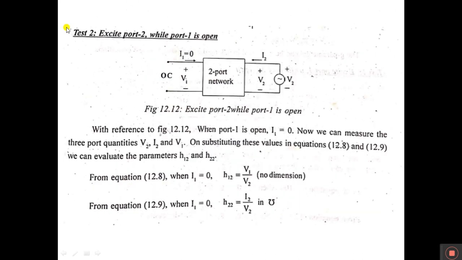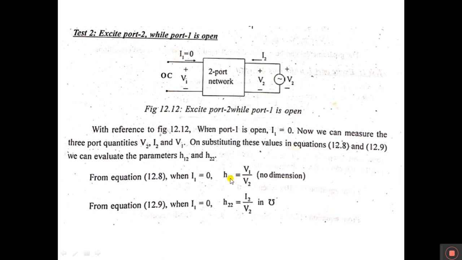Next case, to excite port 2. So now I1 is 0. To make I1 equal to 0, open circuit this terminal and apply a voltage source at the second port. The current flowing through it is I2. Because of this open circuit, I1 equals 0. Got it?